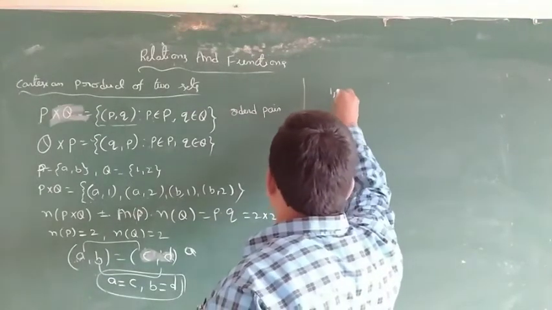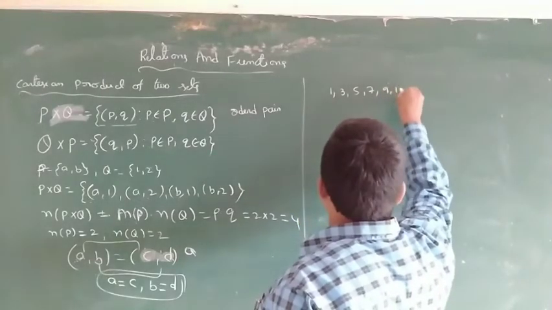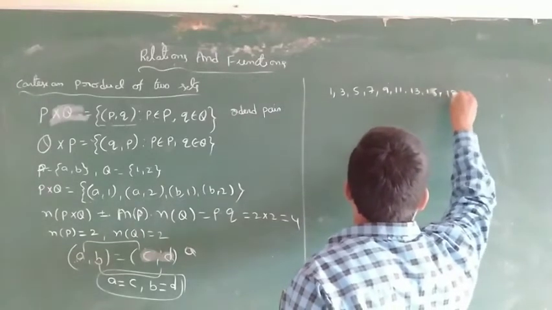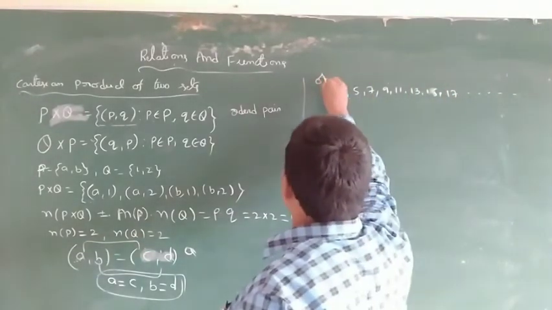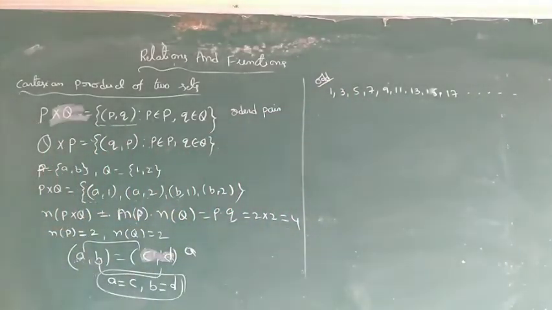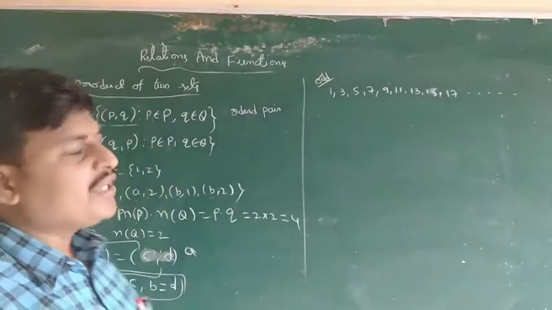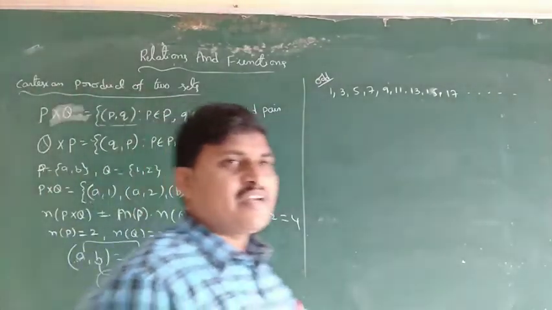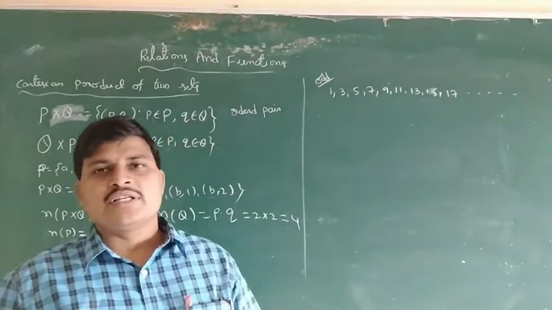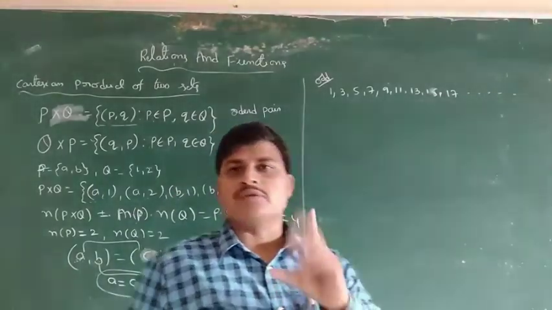Odd numbers are 1, 3, 5, 7, 9, 11, 13, 15, 17 and so on. What is the definition of an odd number? Any number that is not divisible by 2, or leaves remainder 1. What is the definition of an even number? Any number that is divisible by 2. An odd number is not divisible by 2, so the remainder is 1.